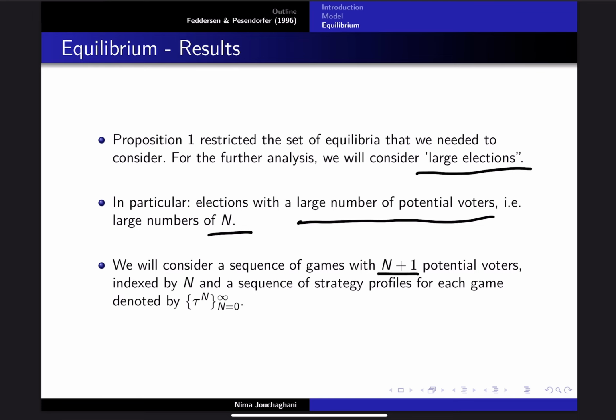And the games are indexed by capital N. So if there is a game indexed by capital N, it means we have capital N plus 1 potential voters. And there is a sequence of strategy profiles for each game, which is denoted by this sequence here. Each tau with a superscript of capital N refers to the strategy profile for the game with N plus 1 voters.